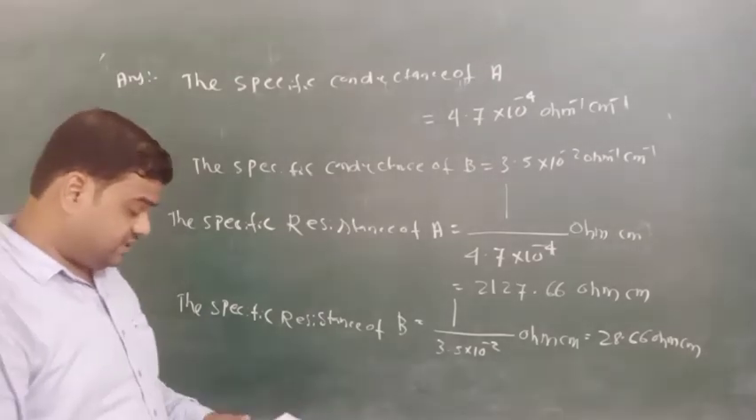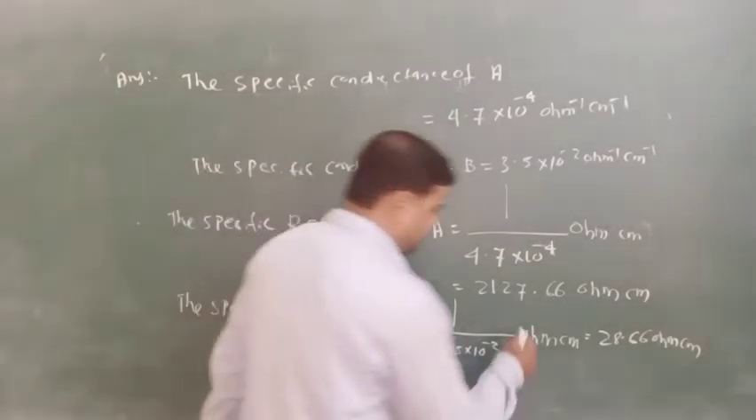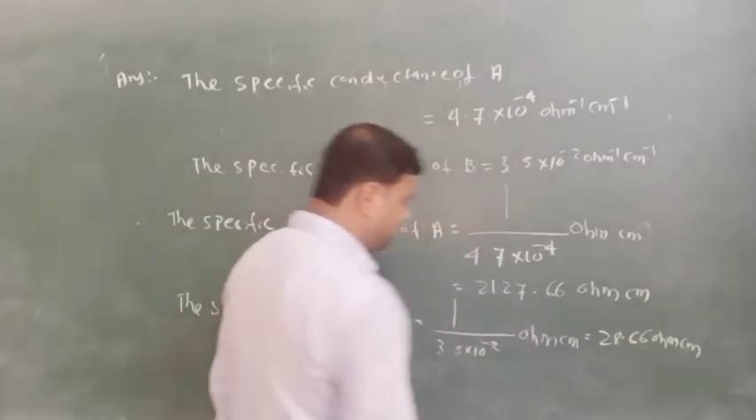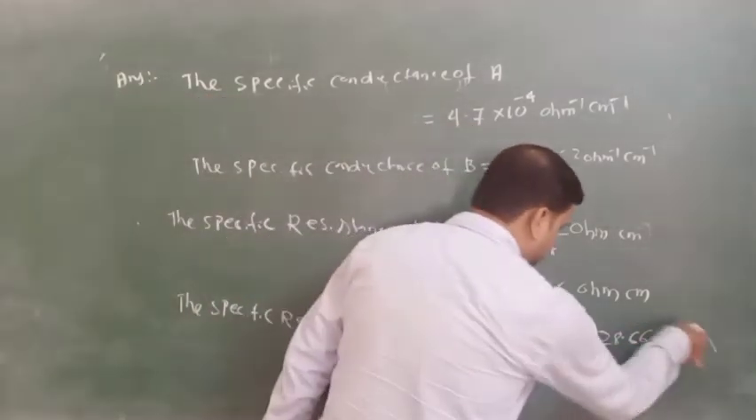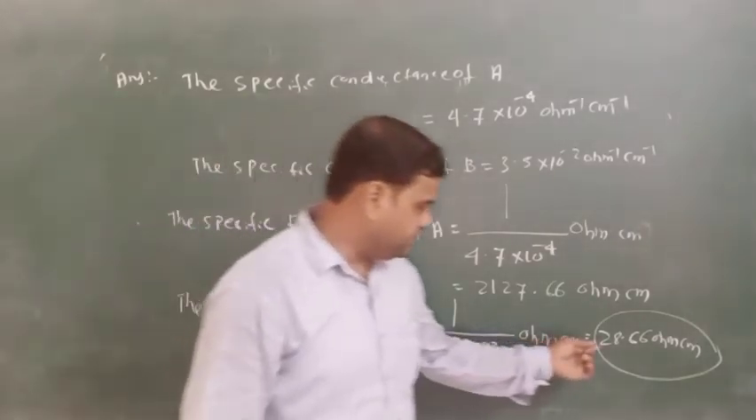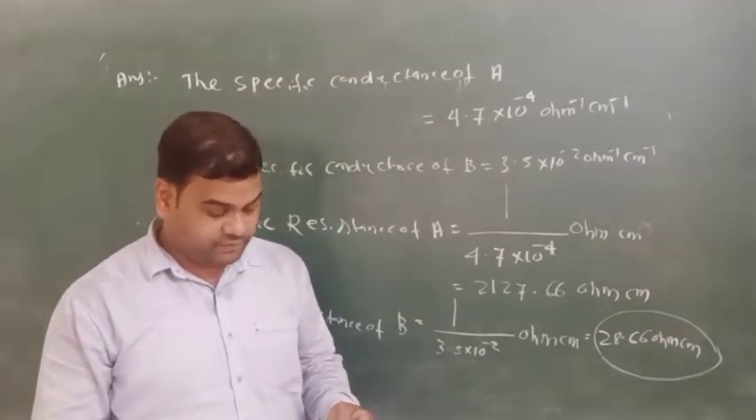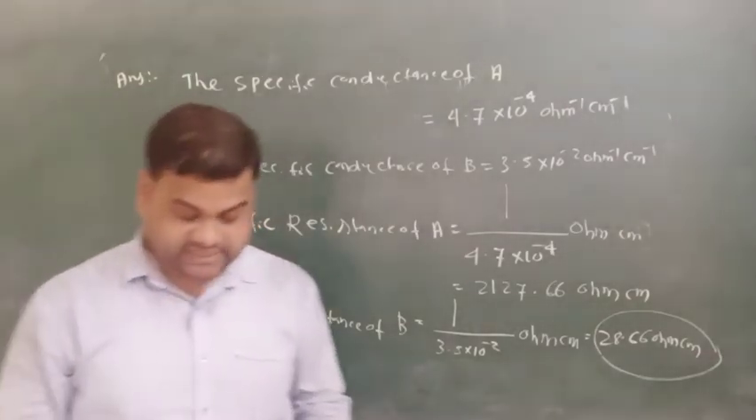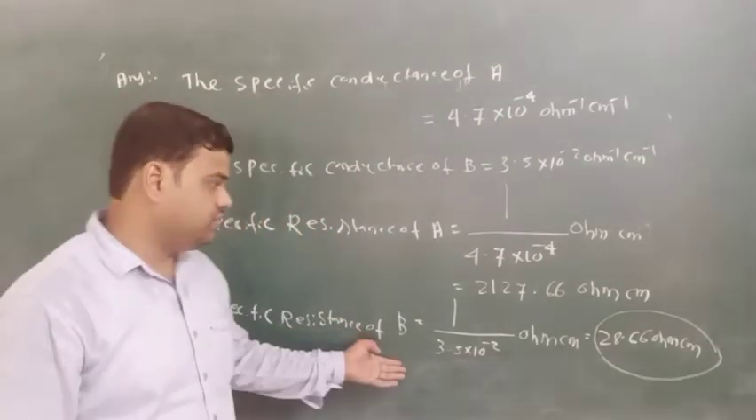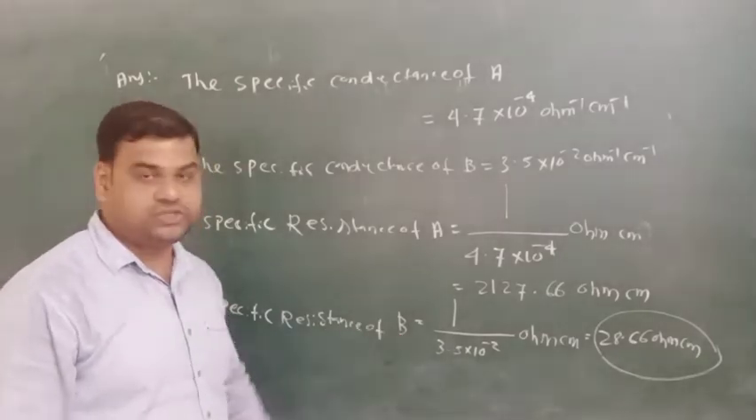Our question is, which of them offers less resistance? We can see 2127.66 ohm cm and 28.66 ohm cm. So this one is the less resistivity. The specific resistance of B is 28.66. So the B solution offers less resistance for the flow of current. And B is also the stronger electrolyte, because its specific resistance, its resistivity, is less, so it is a strong electrolyte.